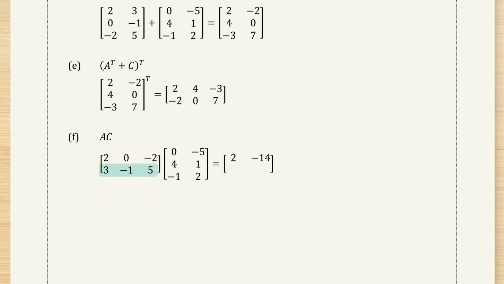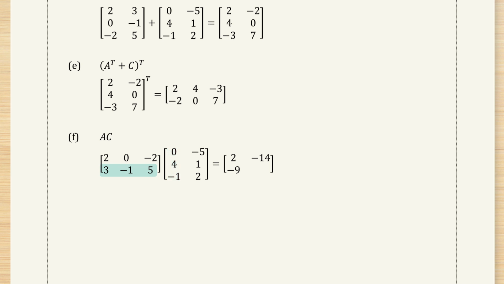Next we deal with the second row of A. 3, negative 1, 5. We multiply that with the first column of C. 0, 4, negative 1. 3 times 0 is 0. Negative 1 times 4 is negative 4. 5 times negative 1 is negative 5. Add them all together, we have negative 9. In the second row, first column, because it came from multiplying the second row of A with the first column of C.